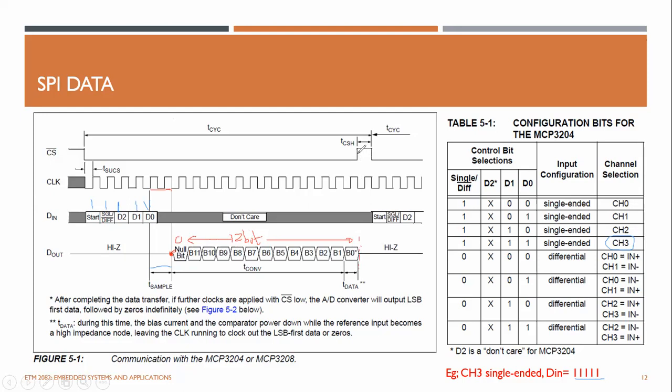Then you can deselect the chip, which means you can set this line high. So then the communication will be terminated. And again, if you want to get another sample, you have to pull the line down and send whatever channel you want, and this data bit. Then it will start sending the next data packet from this line.